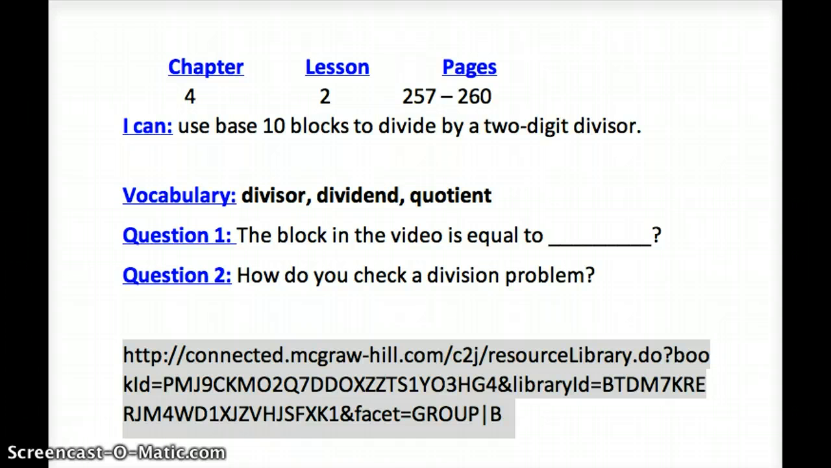Question 1. The block in the video is equal to blank. Question 2. How do you check a division problem? All right, so look for those answers as we watch this clip.